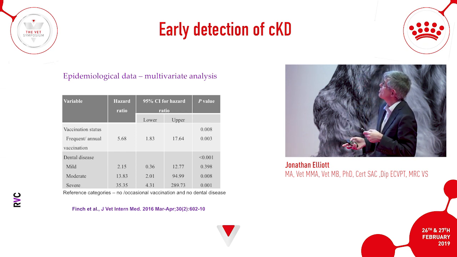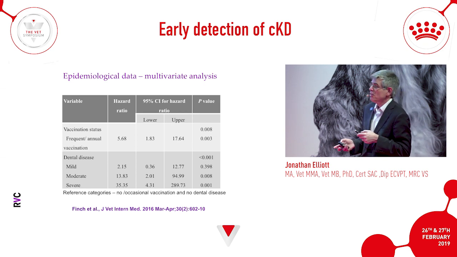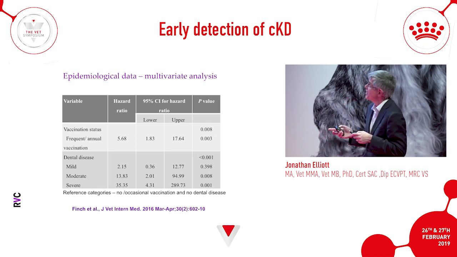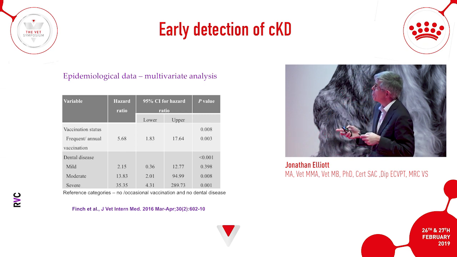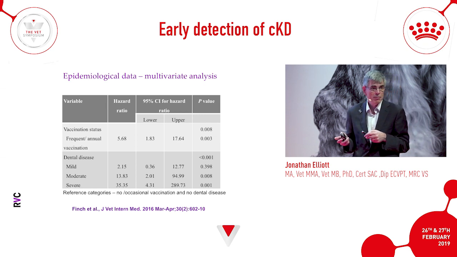Here is the degree of uncertainty, the 95% confidence limits on that hazard ratio. If the lower or upper one crosses 1, so if the lower one is below 1 in this case because it's an increased hazard, it's not statistically significant. And that's why cats with mild dental disease, although they appear to be at 2 times higher risk, it's not statistically significant because the lower confidence limit is below 1.